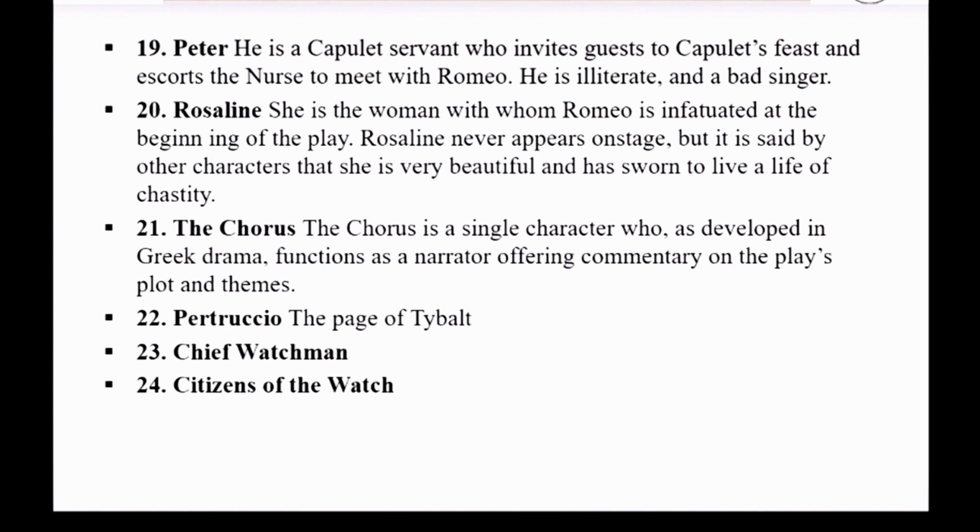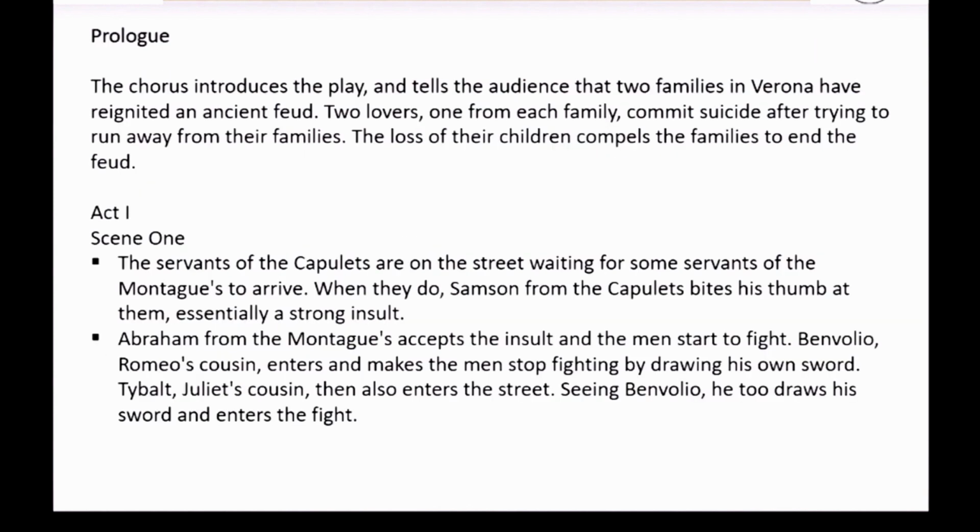Then we have the chorus. The chorus is a single character who, as developed in Greek drama, functions as a narrator, offering commentary on the play's plot and themes. Then we have Petruchio. Then we have Chief Watchman, and then we have Citizens of the Watch. Now we will see the act-wise summary and analysis.